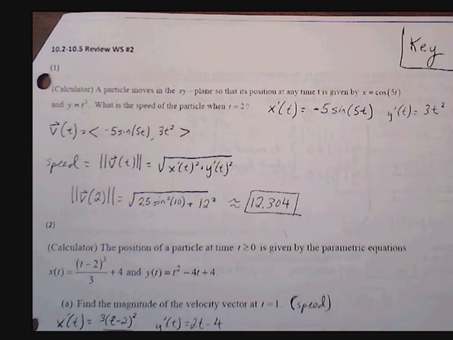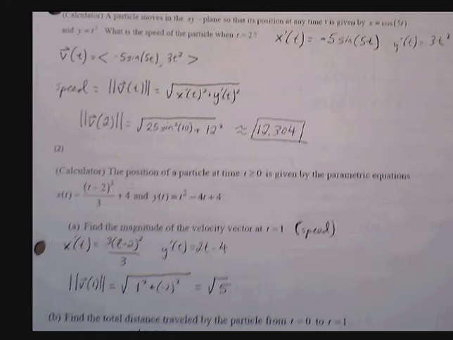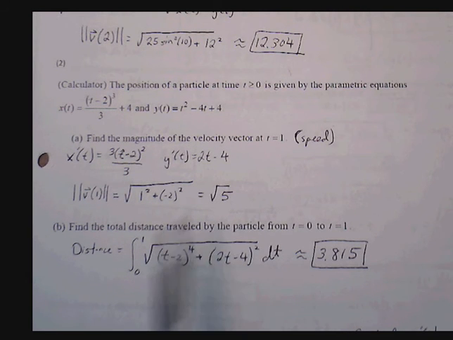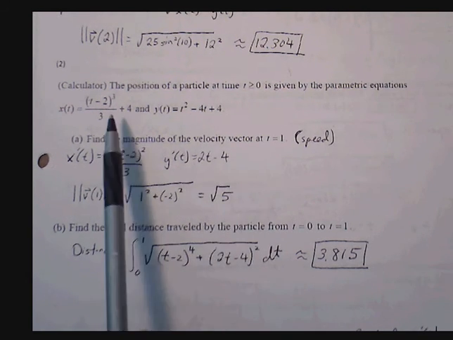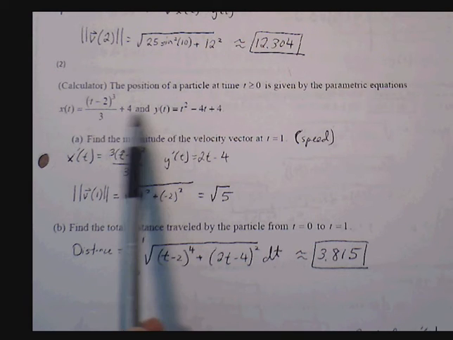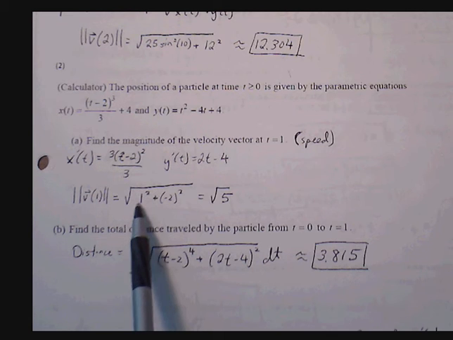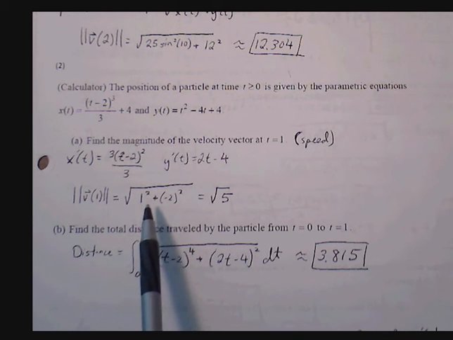Okay, number 2, the position of the particle is given by x of t and y of t. Find the magnitude of the velocity vector. So same idea. We find the derivatives, we find the velocity vector, and then we can find the absolute value to find the speed.